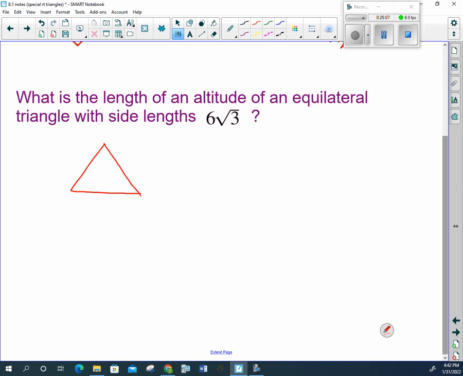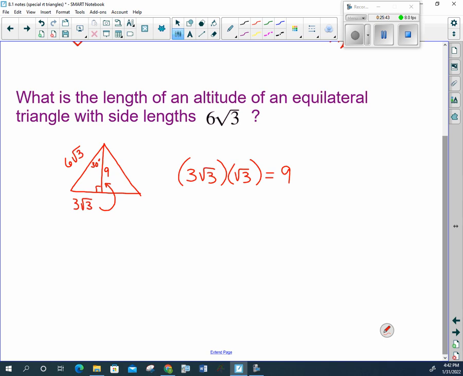So here's our equilateral triangle. Altitude down here, so 6 square root of 3 turns out to be the hypotenuse. So you're going to cut that in half. So divide that by 2, and this is 3 root 3. That gives me the side across from my 30 degrees, right? And then I'm going to multiply by the square root of 3 to get that altitude. So 3 square root of 3 times the square root of 3 turns out to be 9. So that altitude is 9.